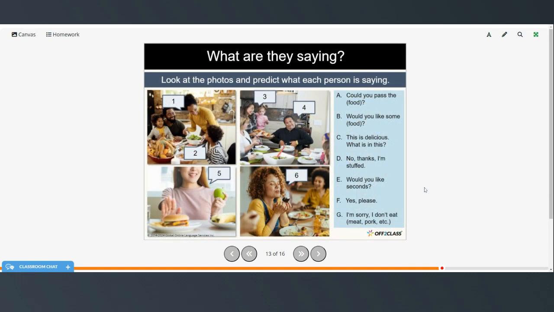All right, so look at the photos and then try to predict what each person is saying. And again, you could pause the video, try this on your own, and then restart when you're ready to check your answers.